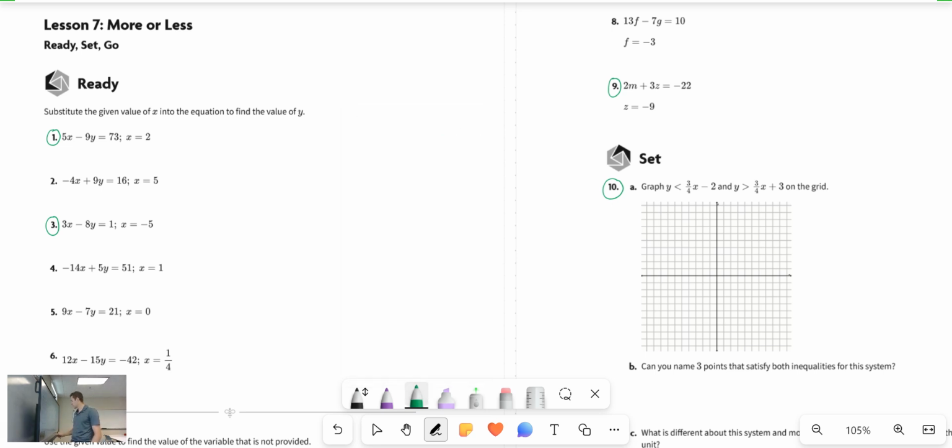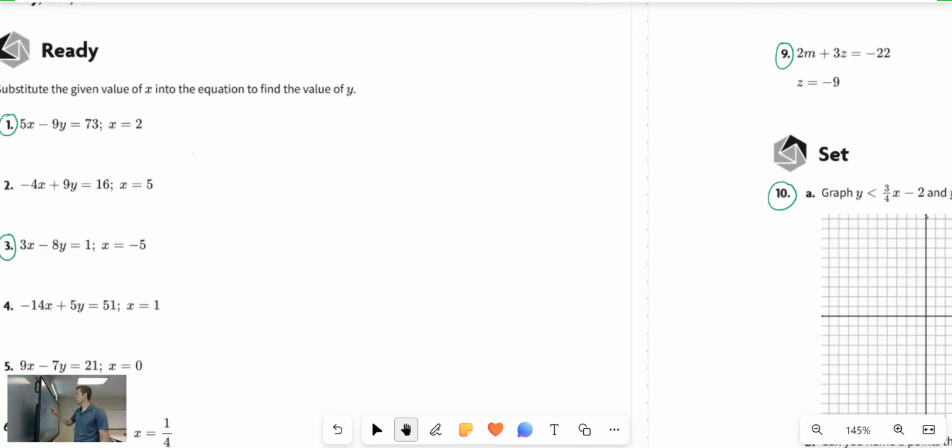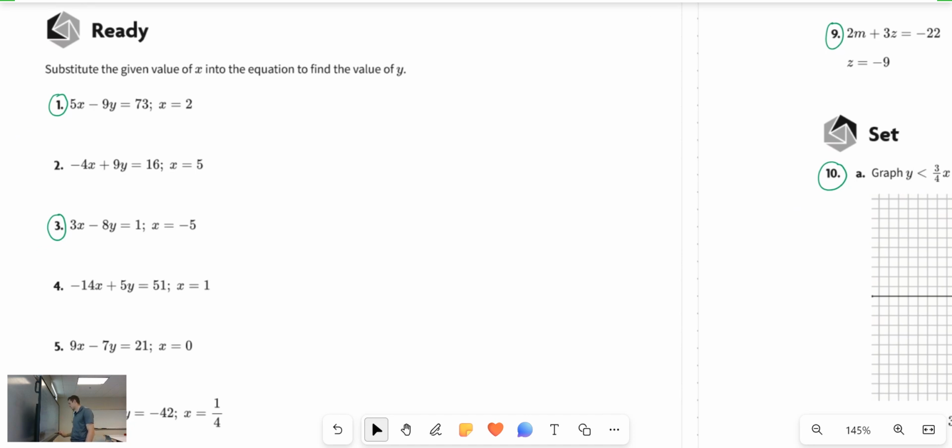So we are going to do that in green. To get started, we're going to rewrite our equation for number 1 with x replaced by the value 2. So to do that, we're going to write 5, and then in parentheses, we're going to put our 2. That means to multiply. Minus 9y equals 73.